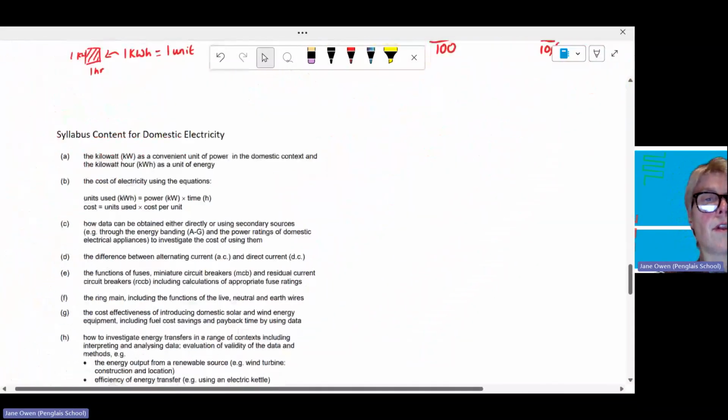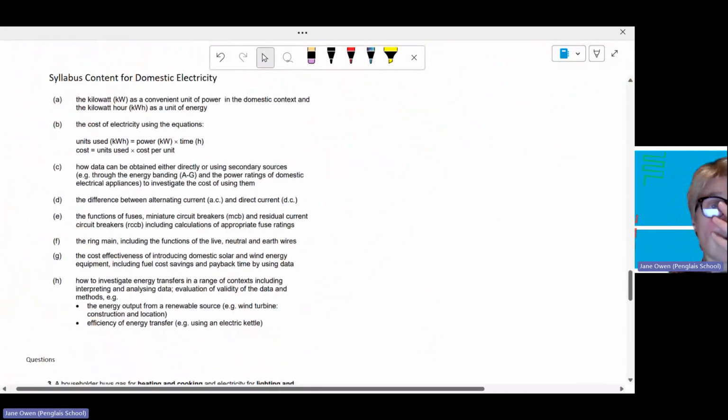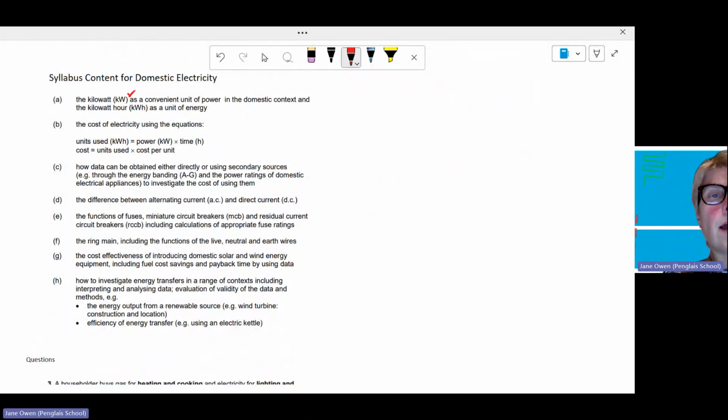Okay, so let's just quickly have a look. The kilowatt is a convenient unit of power, and we use the kilowatt hour as the unit of energy. We've used these equations. Units used is power in kilowatts times time in hours. And the cost is the units used times the cost per unit. If the cost per unit is given to you in pounds, you can write the cost in pounds. If it's given to you in pence, you write the cost in pence, and then you convert it.